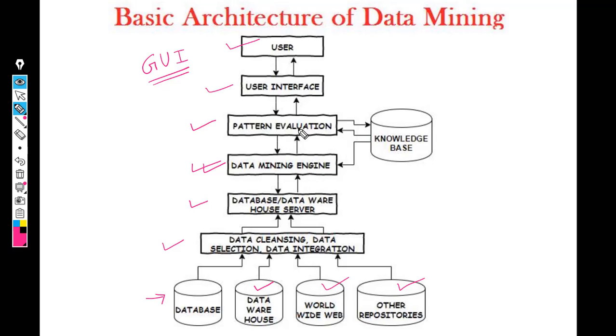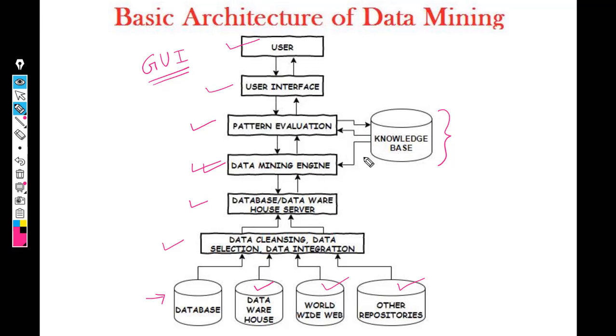So this particular data pattern evaluation will be done, and the output will be delivered to the user through this user interface. If the user wants to do the same search once again, the respective search result will be kept in this knowledge base. So instantly from the knowledge base, the search output will be made available to the user through this user interface. We know that data mining refers to extracting knowledge from a large amount of data, and this basic architecture indicates the different phases in which data mining operations take place.